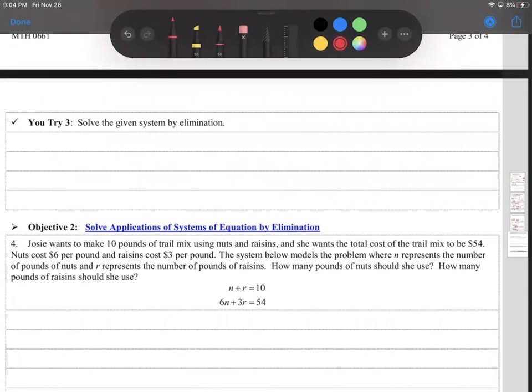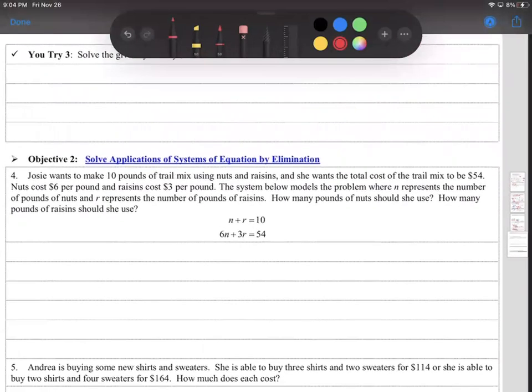Now, objective 2 is solving applications. Josie wants to make 10 pounds of trail mix using nuts and raisins, and she wants the total cost of the trail mix to be $54. Nuts cost $6 per pound and raisins cost $3 per pound. The system below models the problem, where N represents the number of pounds of nuts and R represents the number of pounds of raisins. How many pounds of nuts should she use and how many pounds of raisins should she use?